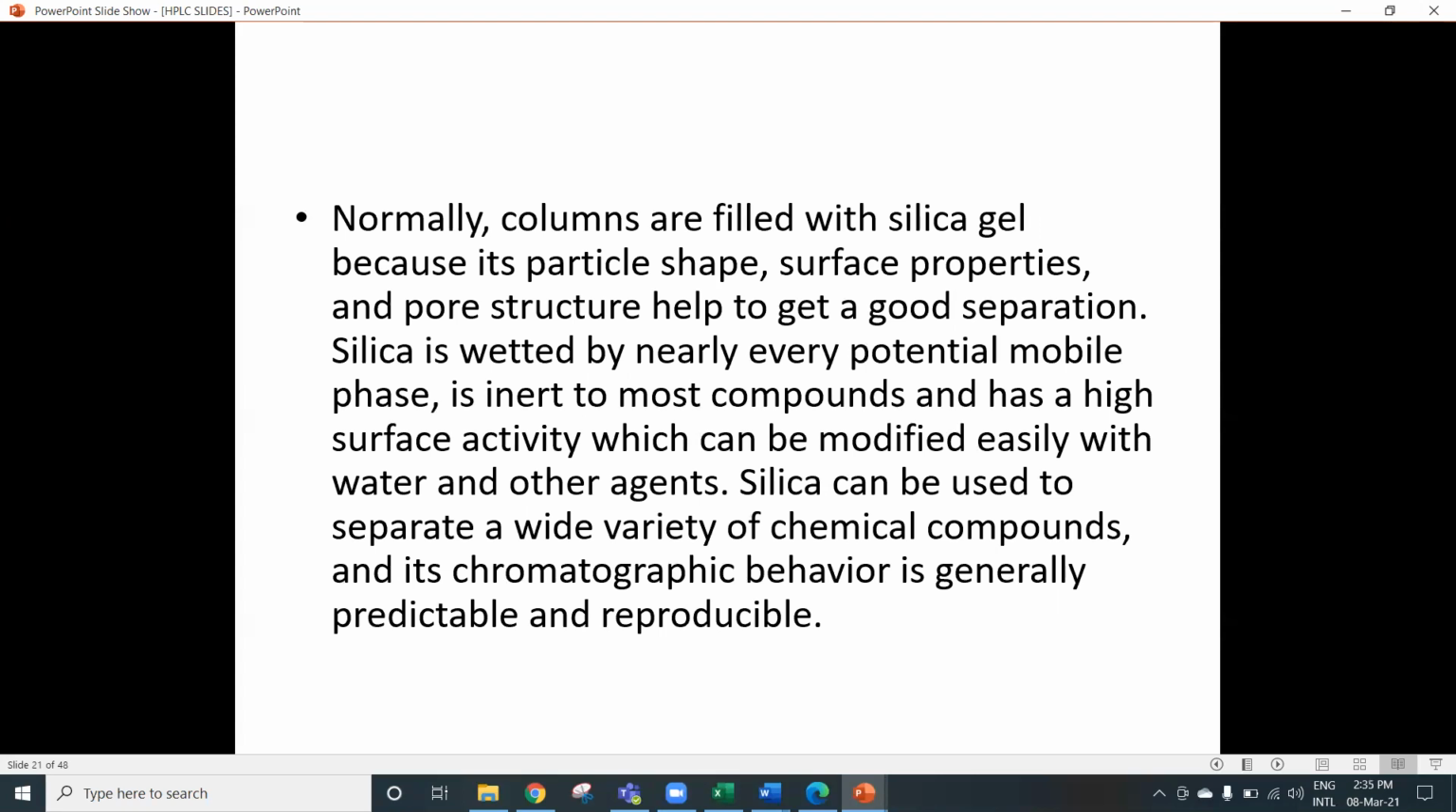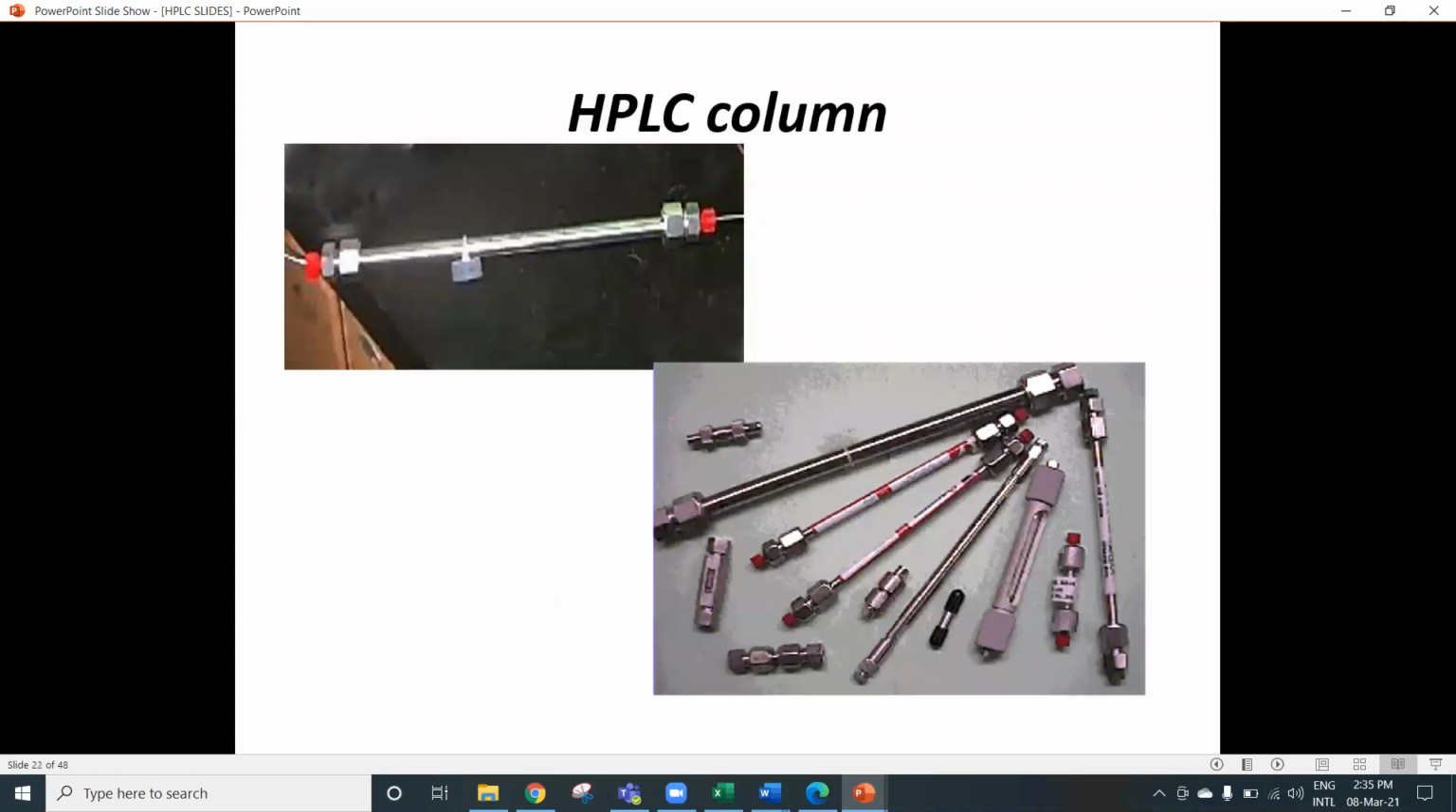And normally the columns are filled with silica gel, because of the properties and the shape, the surface properties, and the pore structure of the silica gel. So silica can be used to separate a wide variety of chemical compounds, and the chromatographic behavior for using silica is usually very predictable and reproducible.